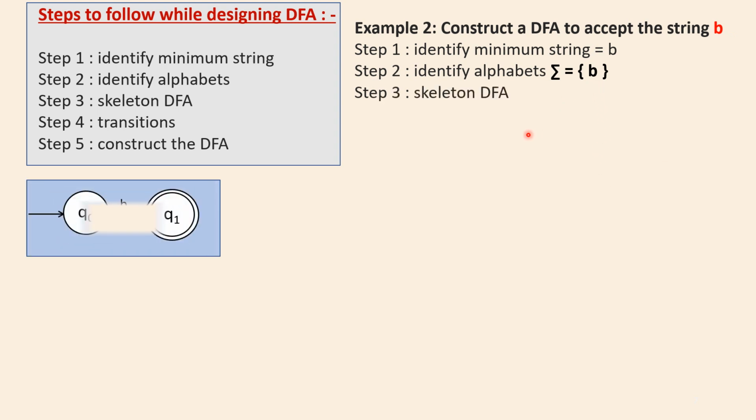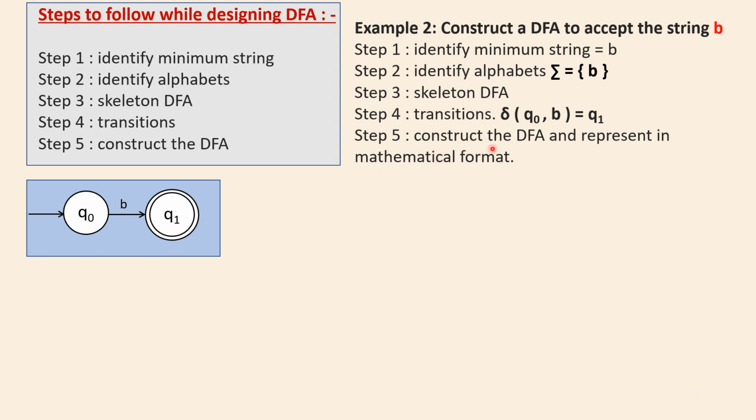Then we are supposed to construct the skeleton DFA. From Q0 to Q1, B is going from Q0 to Q1, where Q1 is the final state and Q0 is the start state. Then the transition, that is Q0 on input B is going to Q1. So this is how we are supposed to write delta, open a bracket, Q0 comma B close the bracket is equal to Q1, which means Q0 on input B is going to Q1. Construct the DFA and represent in mathematical format.